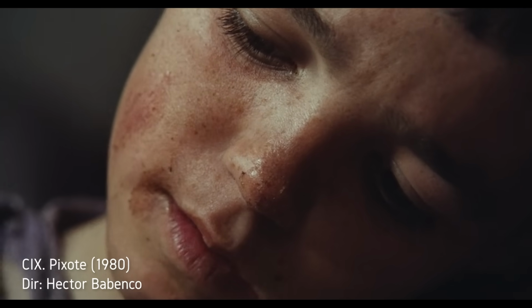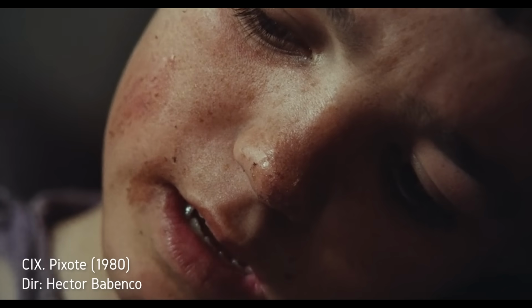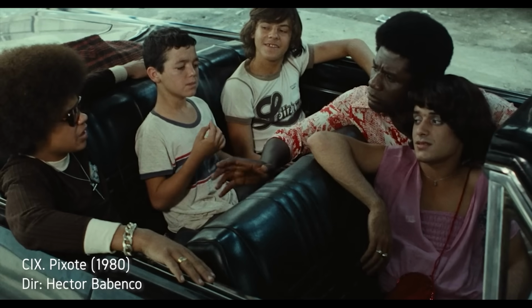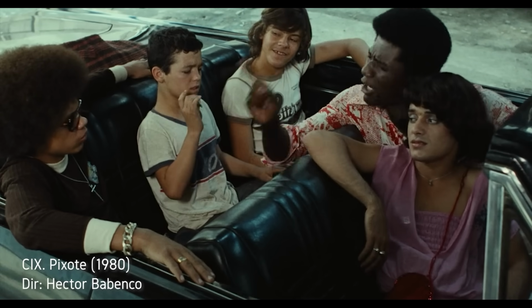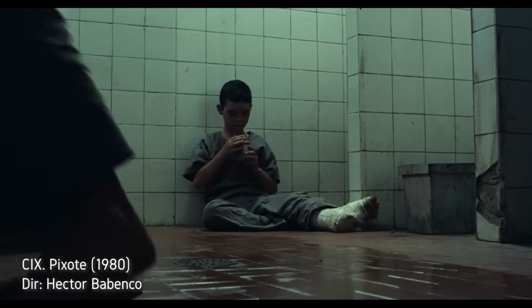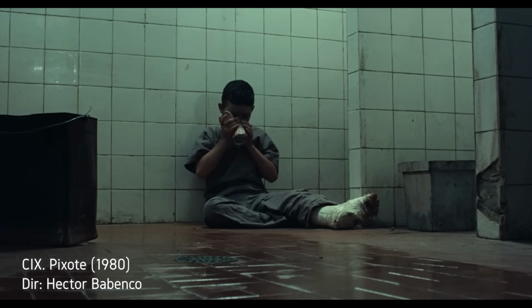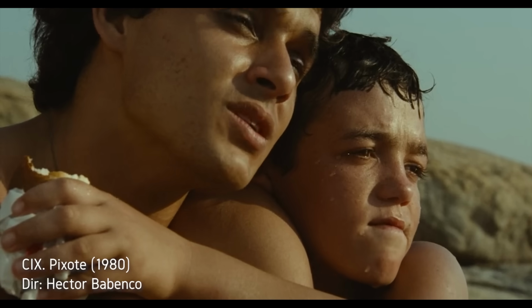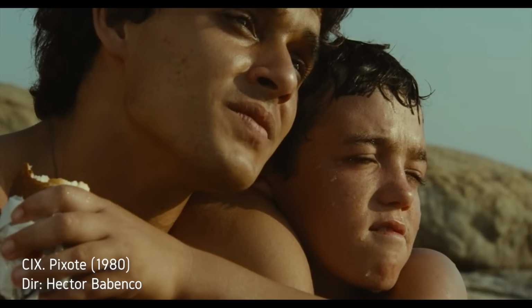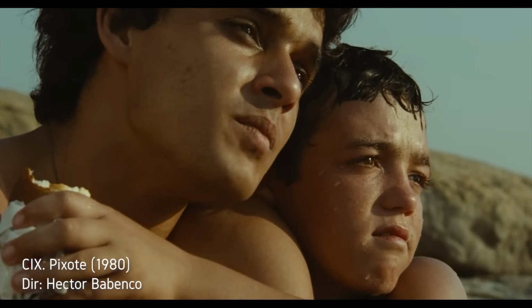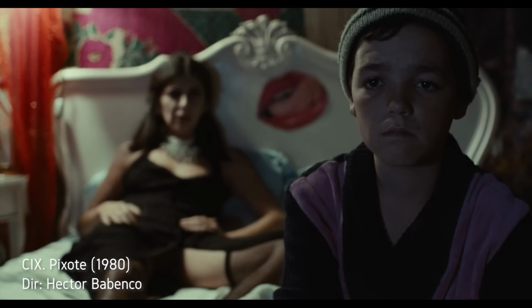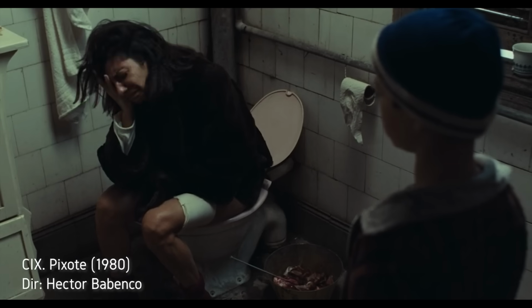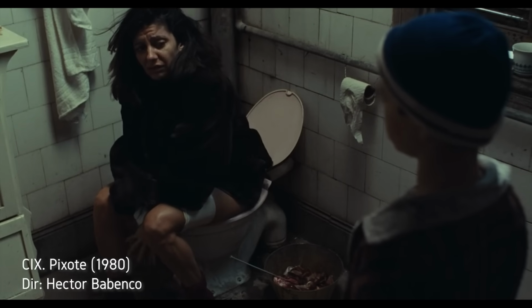Pixote by Hector Babenco. In Brazil, the realist movement has been dominated over the decades by a singular film, Pixote. Adopting a raw documentary style of realism, Pixote is a stark portrayal of the story of street children in Brazil. However, what's most discussed about the film is the death of the real-life actor of the main character in similar circumstances to how the film portrayed the lives of these children, being killed by police at the age of 19.